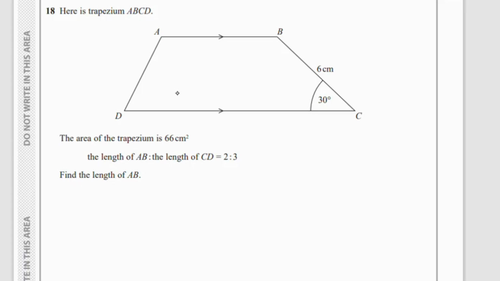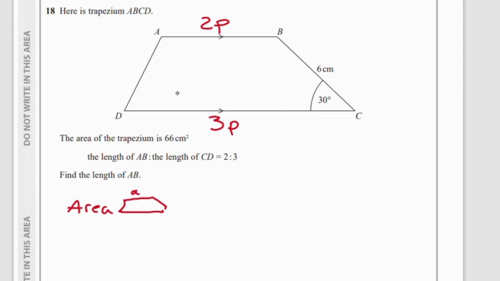So, you've got to think of it like this. When it says the ratio is 2:3, that means A to B is 2 parts, right? So let's call it 2P, 2 parts, okay? And the ratio D to C is 3 parts, or C to D, however you want to say it. So that's 3 parts, okay? Alright, so that's easy.